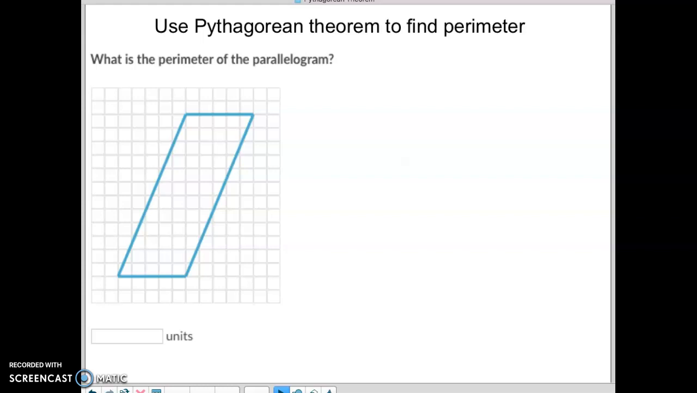Hey, Math 8. All right. We are doing using the Pythagorean theorem to find the perimeter. Okay. This one is not difficult, but you do need to pay attention.